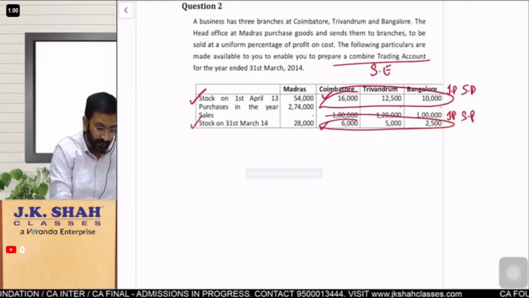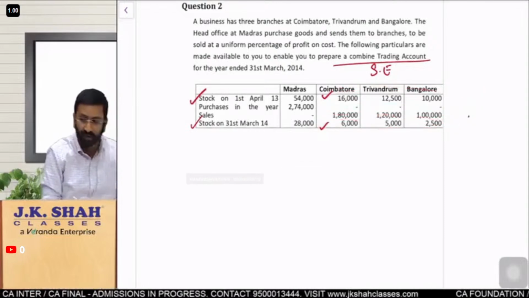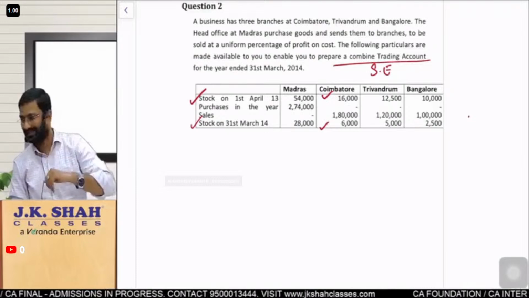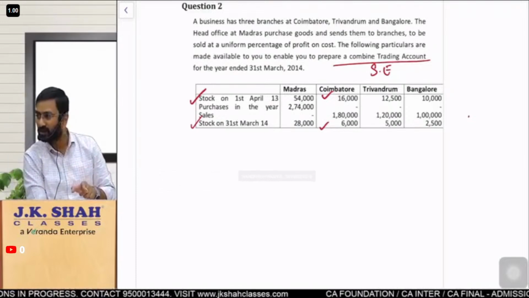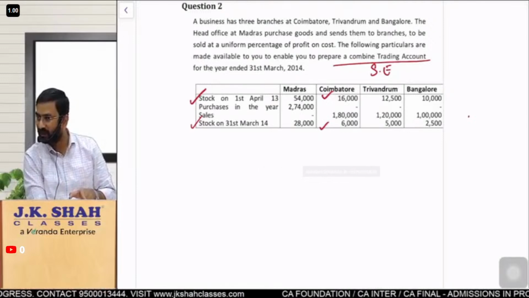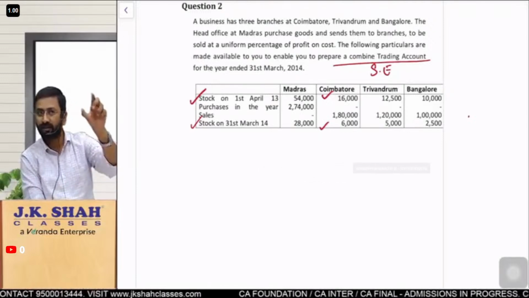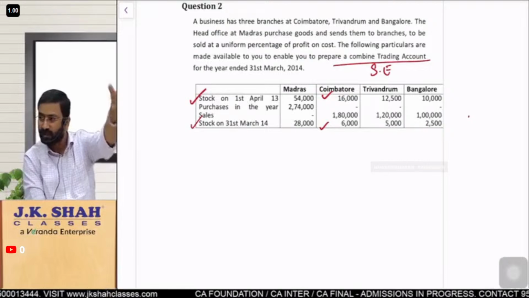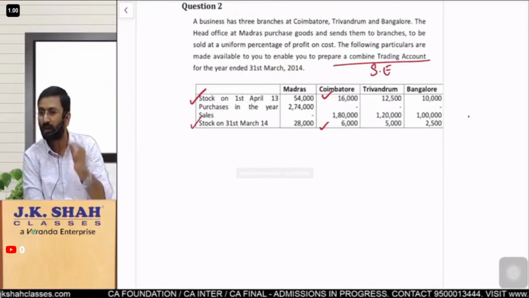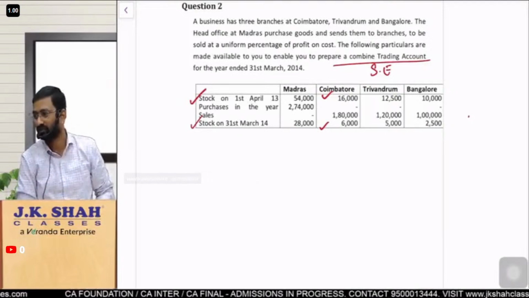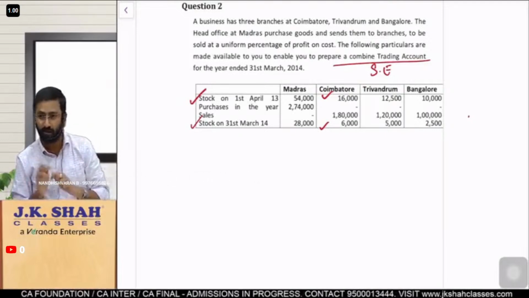Exactly. Now, trading account, you have to record in which price? Cost. But this opening stock is in selling price. Closing stock is also in selling price. But I have to record that at cost price. So from selling price, if you have to bring it down to cost price, the first thing I need in this question, gross profit ratio. That is the main thing. What you need? Gross profit ratio.